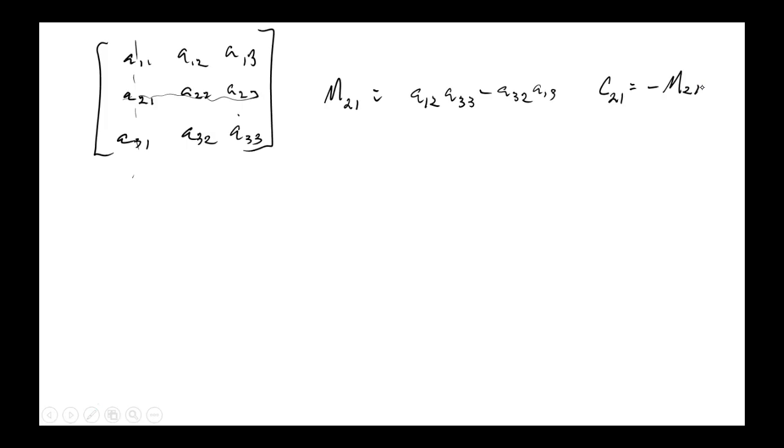You just multiply it by either plus or minus 1, depending on whether the sum of the subscripts is even or odd. If it's an even number, multiply by a plus 1. If the sum of those two is odd, which it is here, you multiply by a minus 1. Now the M itself could have been a minus number, but if it is, then you negate it and it becomes a positive number. Okay?